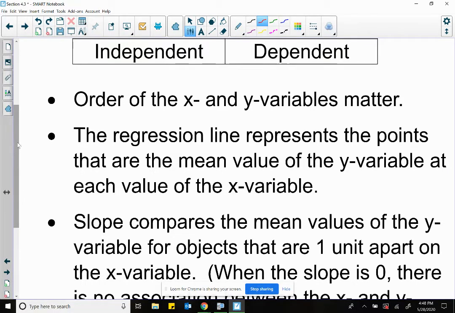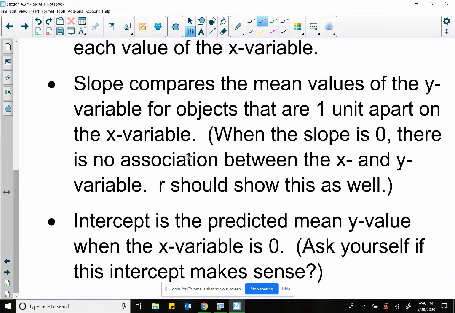Down here, this explains what slope and intercepts are. When you're talking about slope, it compares the mean value of the y variable for objects that are 1 unit apart on the x variable. I'm going to talk about this more in terms of a problem, so this will make sense when we talk about it in terms of a problem, I promise. But know that the slope compares the mean value of the y variable for objects that are 1 unit apart on the x variable.